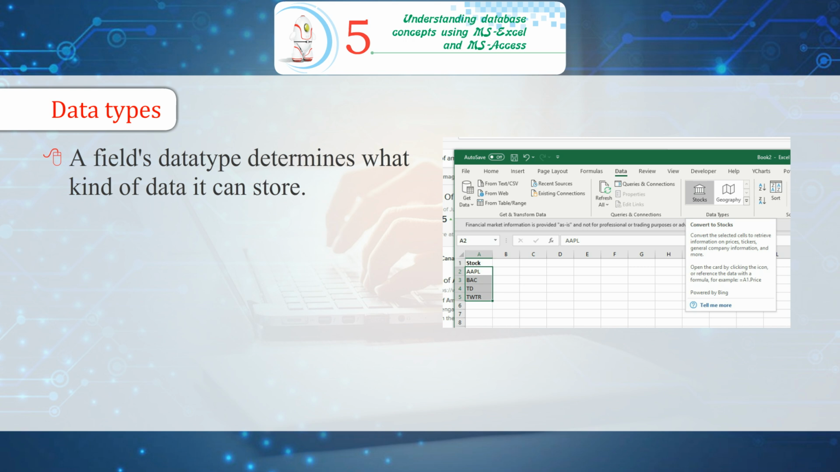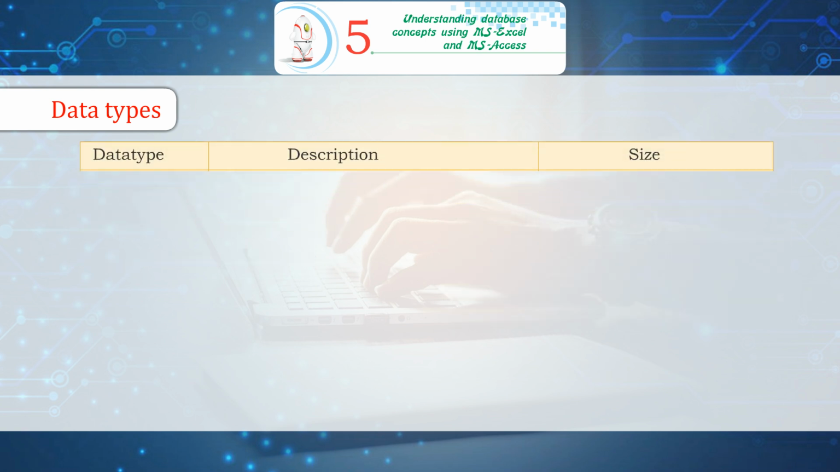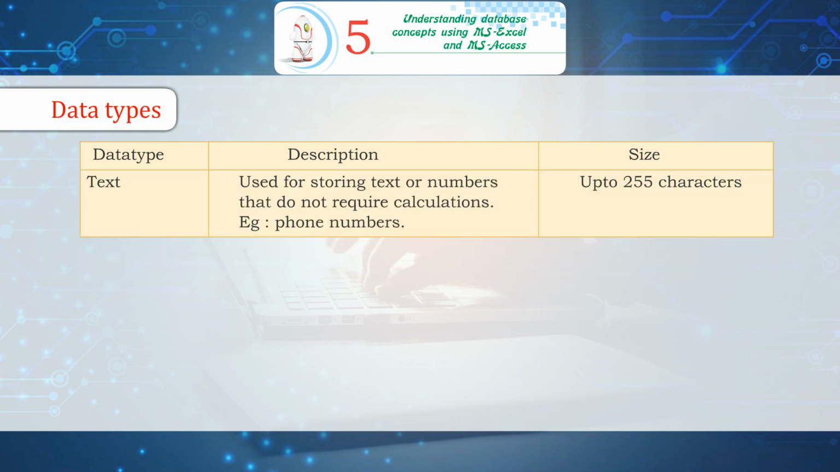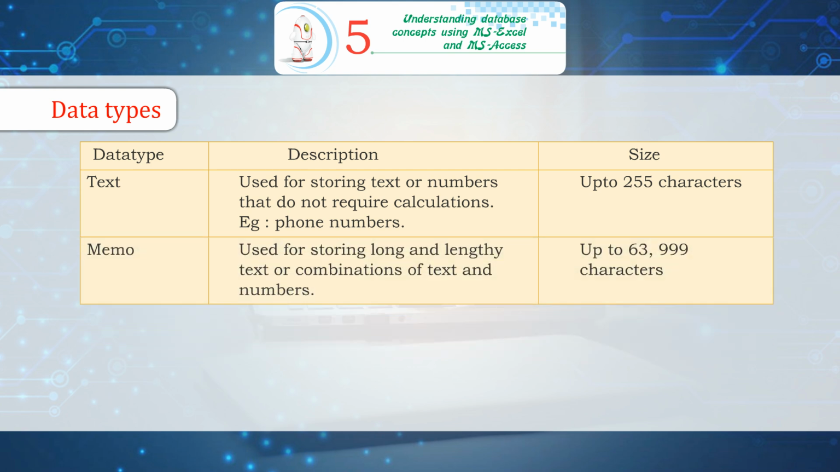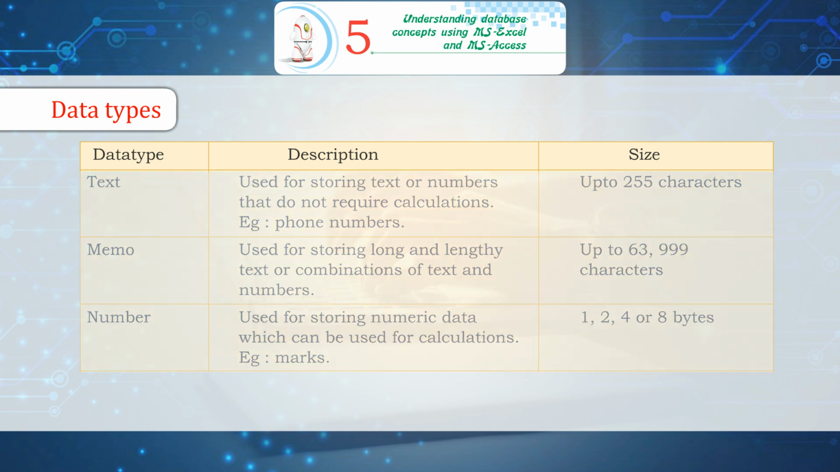Data types. A field's data type determines what kind of data it can store. Some of the commonly used data types are as follows. Data type, description, size. Text, used for storing text or numbers that do not require calculations. Example, phone numbers, up to 255 characters. Memo, used for storing long and lengthy text or combinations of text and numbers, up to 63,999 characters. Number, used for storing numeric data which can be used for calculations. Example, marks, 1, 2, 4 or 8 bytes.